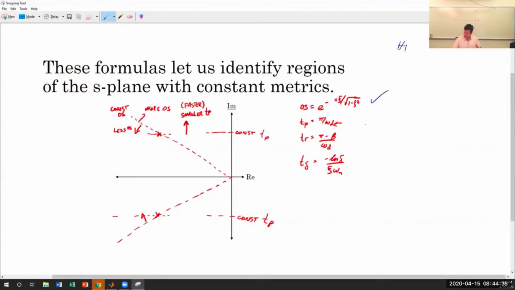We've got overshoot done. We've got peak time done. Oh, I guess I wanted to say that if you move inside here, this is a larger peak time. How about settling time? Let's talk about settling time. So again, we're going to recreate this exercise. We're going to go stand on the X, and we want to move in a direction that has constant delta % settling time. This is equivalent to maintaining a constant zeta times omega n.